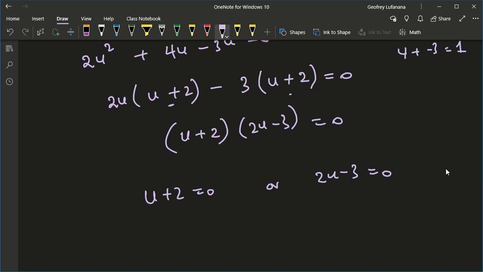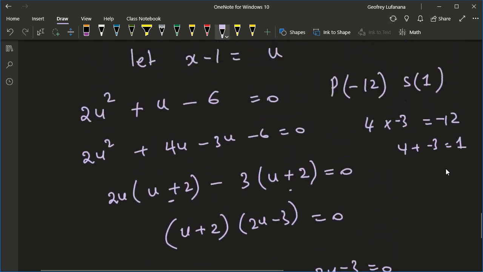If u plus 2 is 0, that means that u is negative 2. And if 2u minus 3 is 0, that means that u is positive 3 over 2.